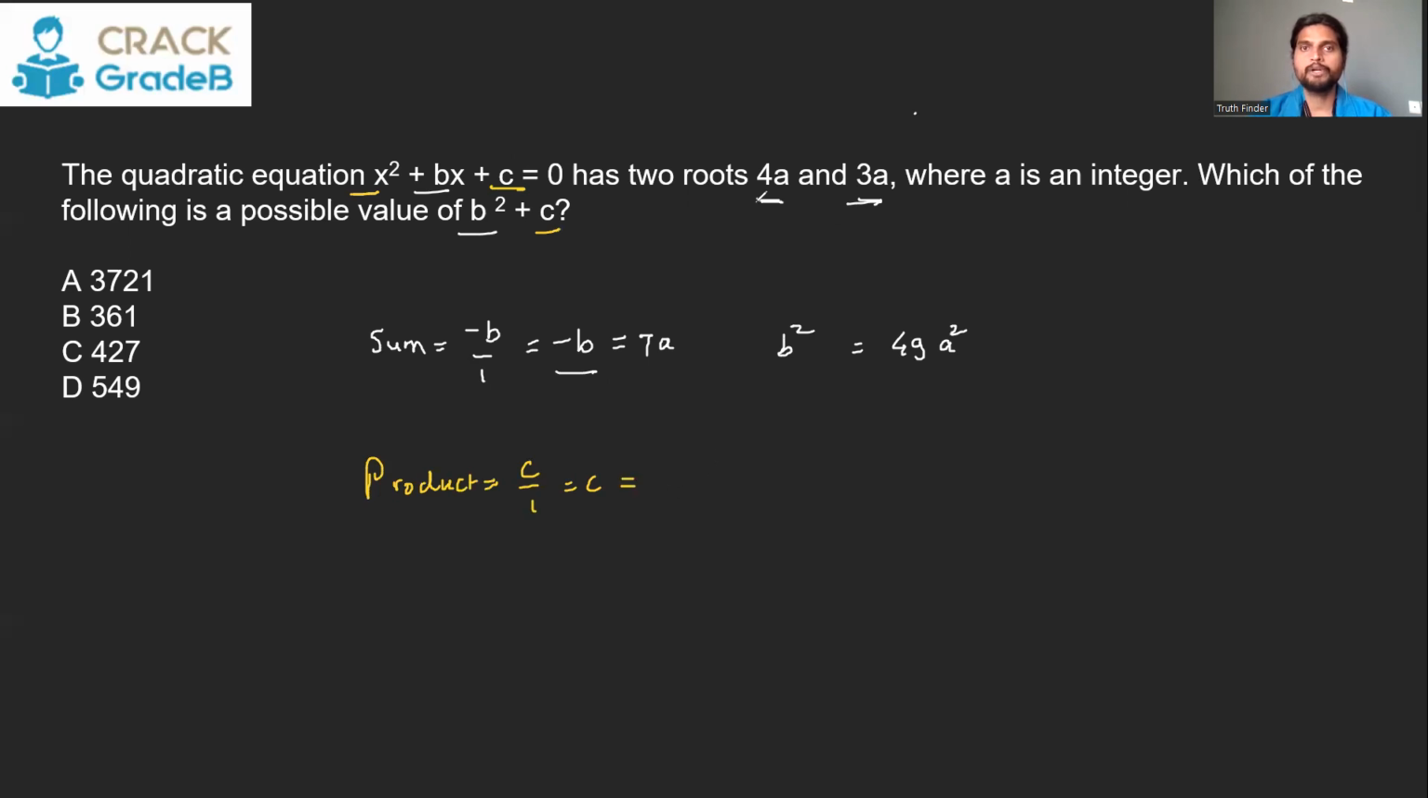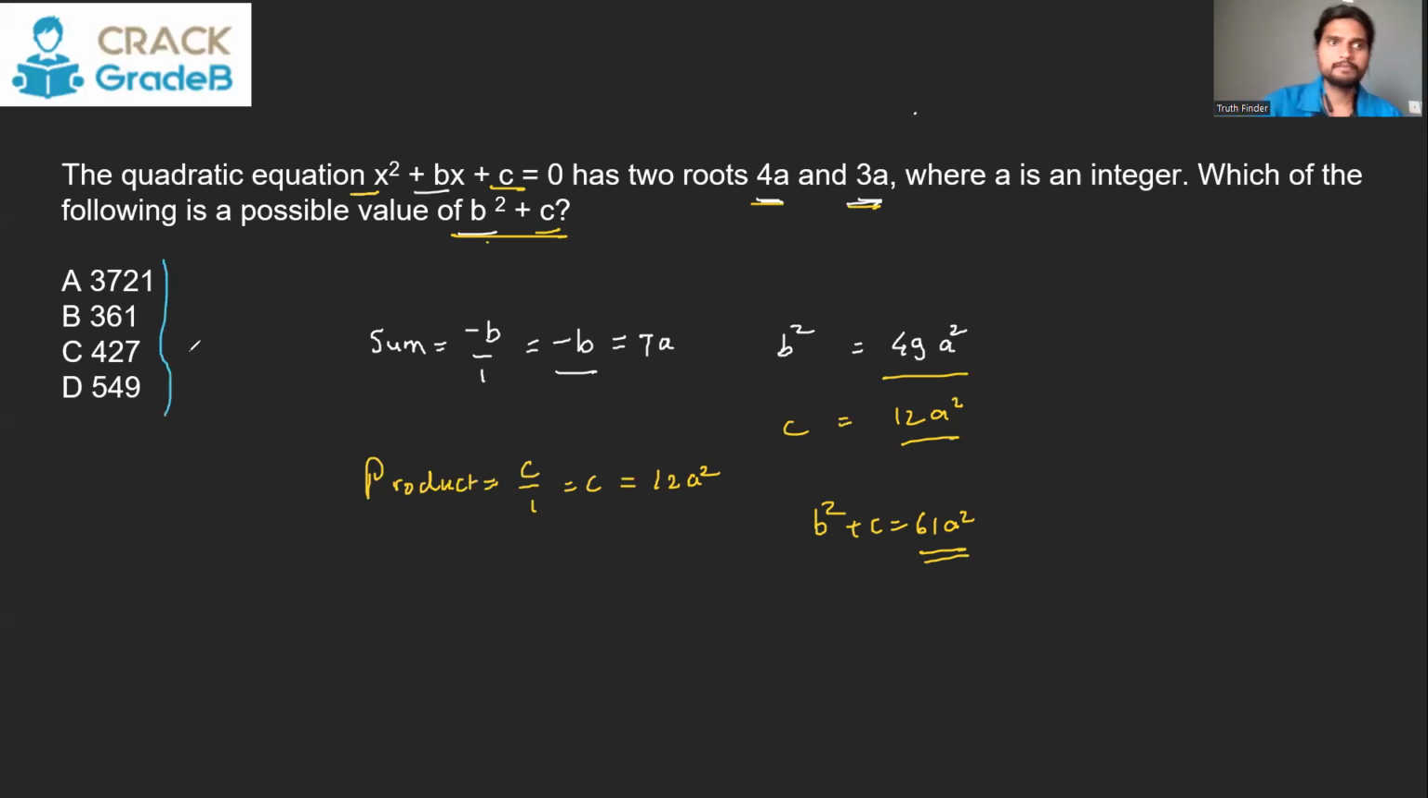And that should be equal to the product of 4a and 3a, that is 12a square. So c is 12a square. They are asking what is the possible value of b square plus c. So b square plus c is 49a square plus 12a square, that is 61a square. This is the value of b square plus c, which is the possible value.